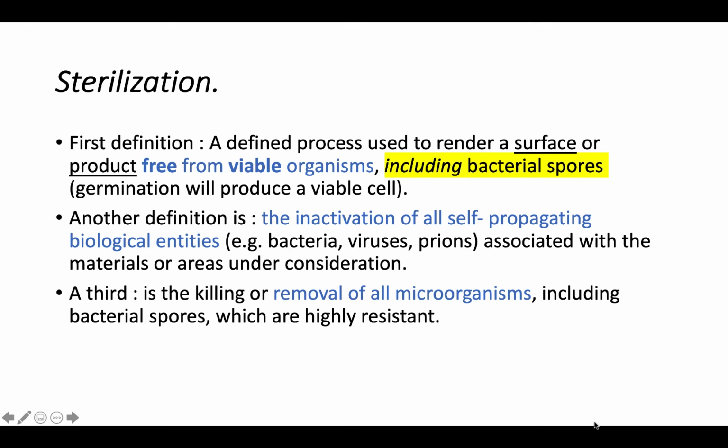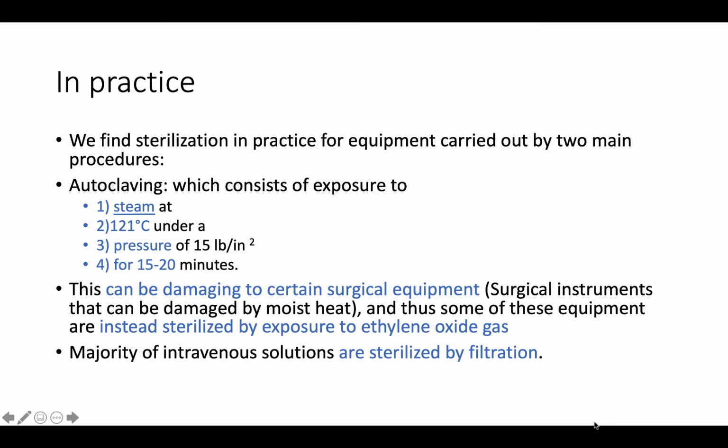So another definition is inactivation of all self-propagating biological entities: bacteria, viruses, prions. And another definition is removal of all microorganisms including spores which are highly resistant. So all of them are basically talking about the same thing. In practice, we can achieve sterilization. Sterilization is really achieved by many pieces of equipment, we will talk about all of them, but the most common equipment that is used by far is the autoclave. Autoclave is designed to kill all organisms. The hardest structure of organisms is spores. If you kill spores, you kill everything else, because it is the most resistant form.